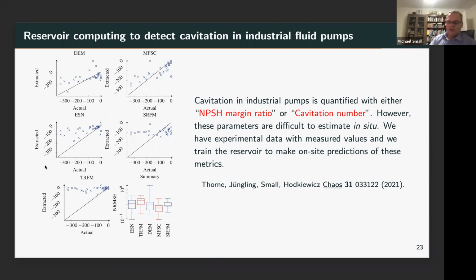I just wanted to show some applications of where we can actually attempt to use these sorts of things. The nice thing here, of course, is that actually the delay embedding, even as a linear model, is not performing too badly.